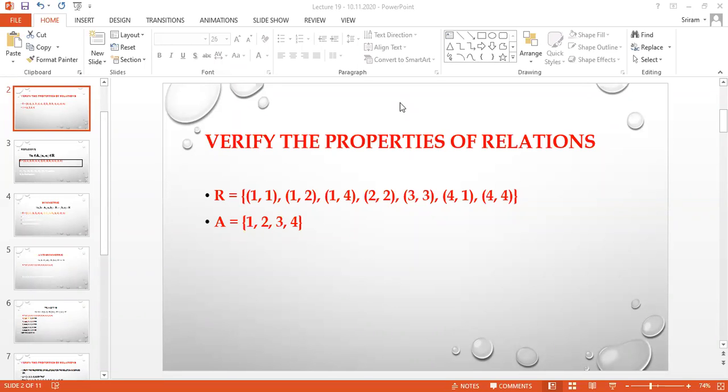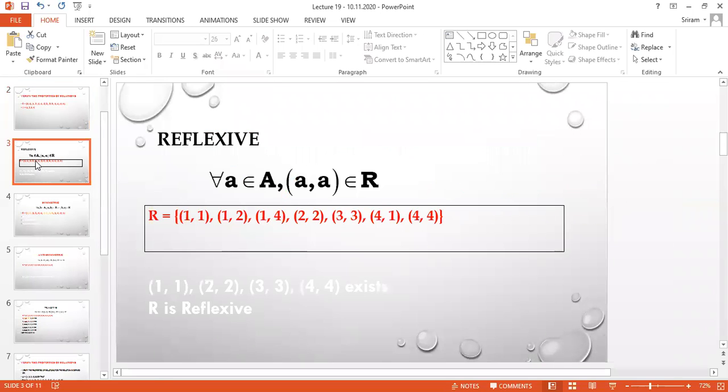Verify the properties of a relation. In the last class we discussed four properties. The first property we said was reflexive. For reflexive, if I take the element A, that is, if I have 1, then I am going to check whether (1,1) exists or not. Like this, I am going to check all the pairs in the given set.